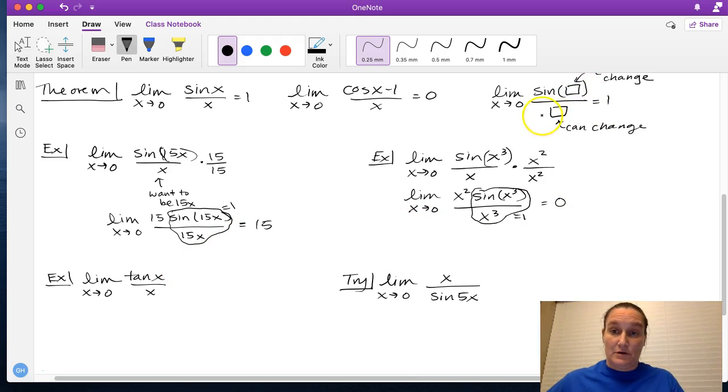By the way, this theorem also works upside down. So if you have x over sine x, it still equals 1. So on the one that you're going to try, it still works. You just have to get these two things to match.